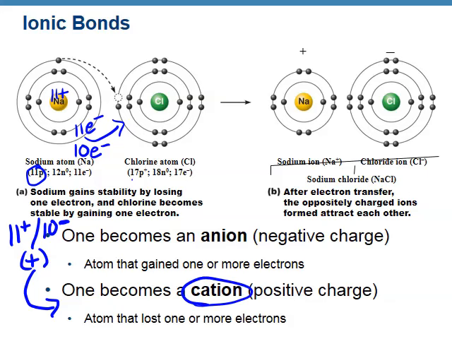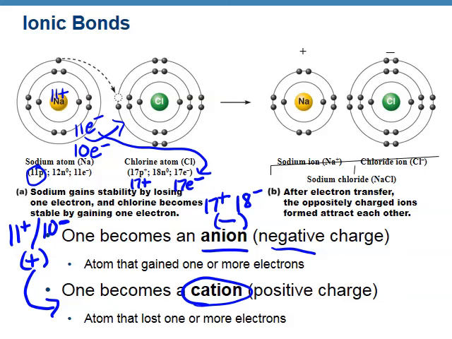For the chlorine, it had 17 positive protons and 17 negative electrons. But what happened? The electron from sodium was given to the chlorine, so now it has 17 positive and 18 negative. This makes the overall atom slightly negative. If you're slightly negative, you're an anion.